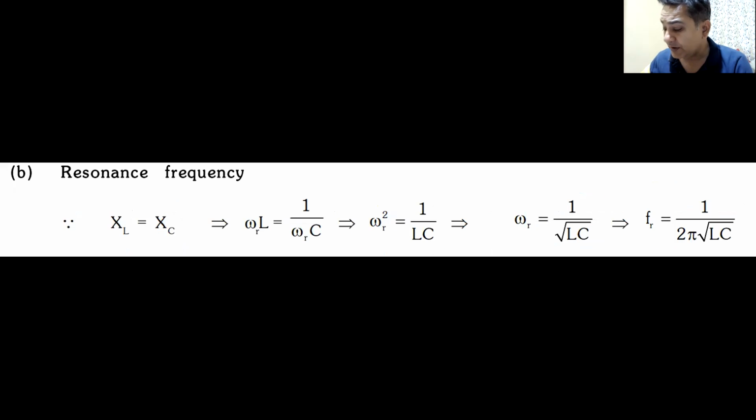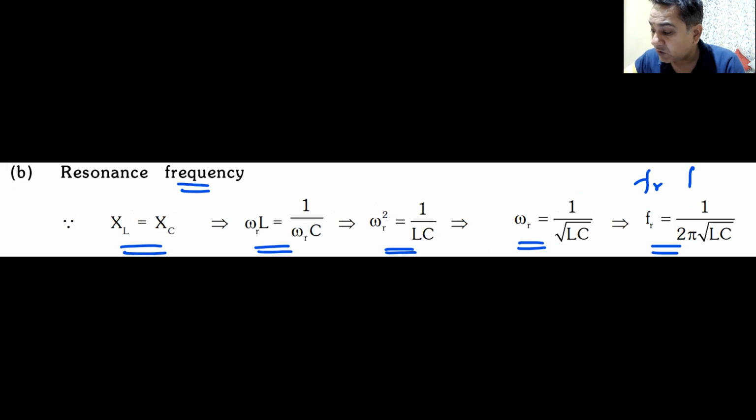The other half will be what is the resonance frequency? XL is equal to XC, omega L is equal to 1 by omega C. So omega squared becomes 1 by LC. Omega of resonance becomes 1 by root over LC. Frequency of resonance, some people call it FR, some people call it F naught, doesn't matter. It means the same thing. The resonance frequency is 1 by 2 pi root LC. I'll give you a minute to note this down.